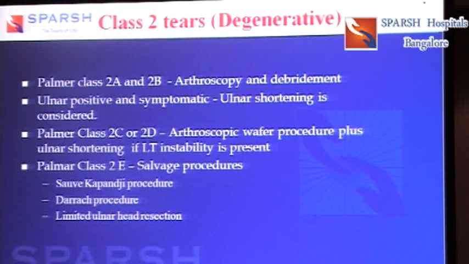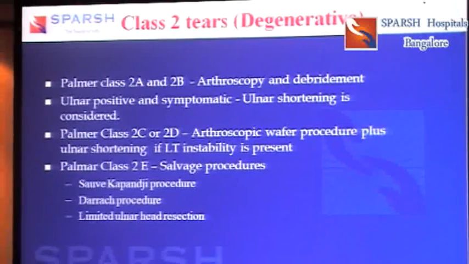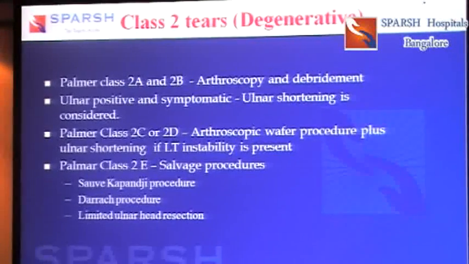So, in the degenerative type, if we have ulnar positive and symptomatic, then you think about ulnar shortening. There is an identifiable pathology inside, so where is the ulnar positive variance? Then you might as well reduce the ulnar length, which can help reduce the stress going through the TFCC. So you can think about that in 2A and 2B along with ulnar positive variance.